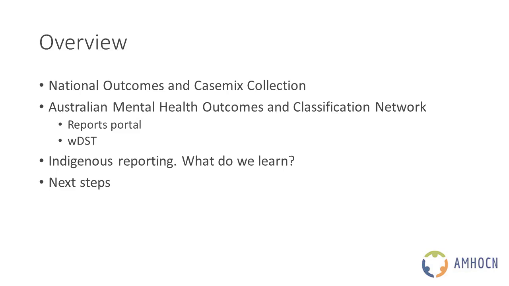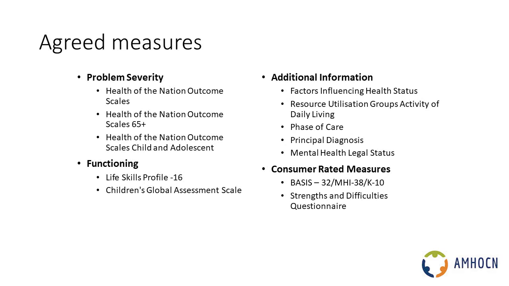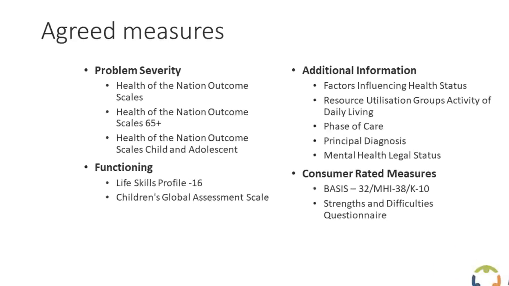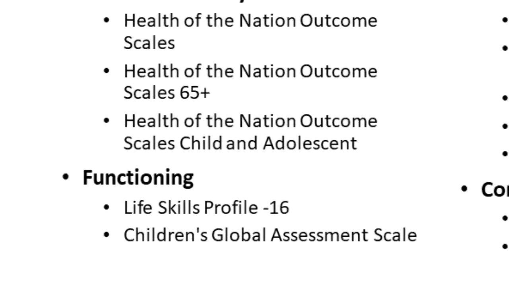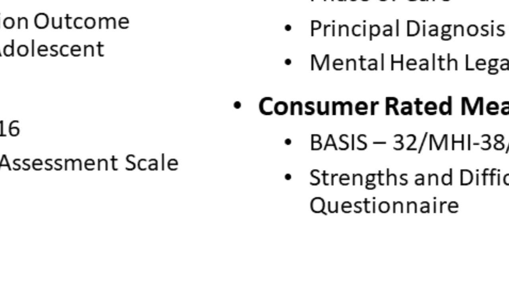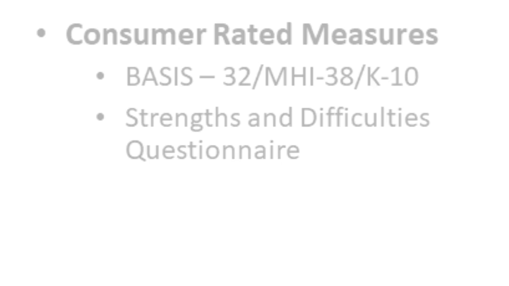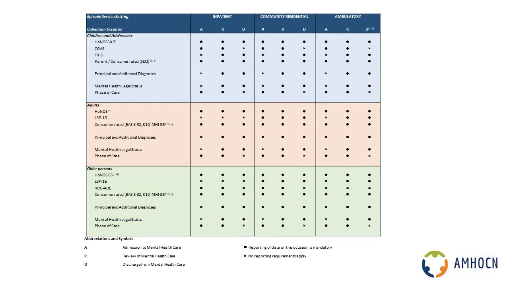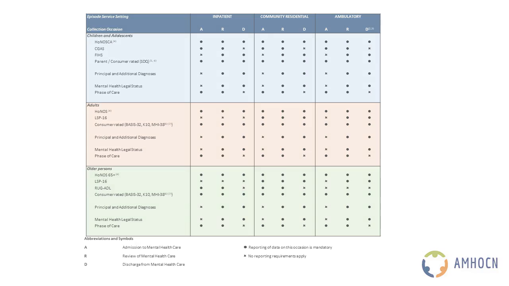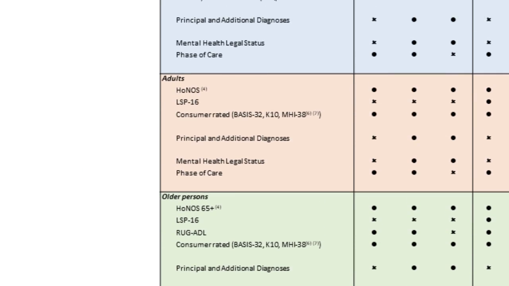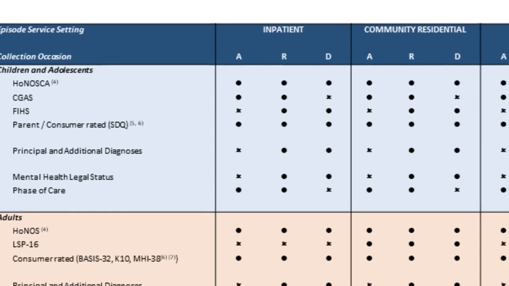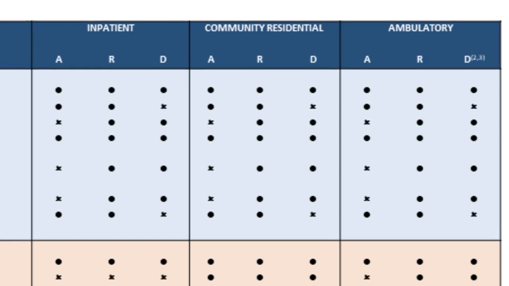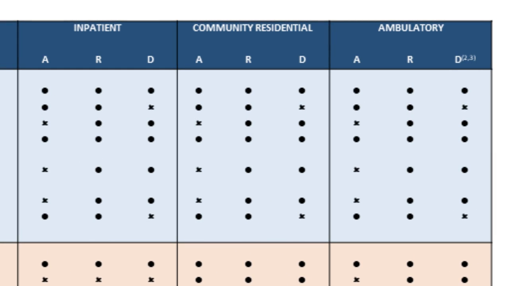on the collection. The National Outcomes and Case Mix collection includes clinician-rated measures of problem severity and functioning, as well as consumer self-report measures of anxiety, distress, and quality of life. In public sector mental health services, these measures are collected following a standard data collection protocol across all age groups, older persons, adults, and children and adolescents, and across all service settings, inpatient, community, residential, and ambulatory, at specific collection occasions, admission, review, and discharge.